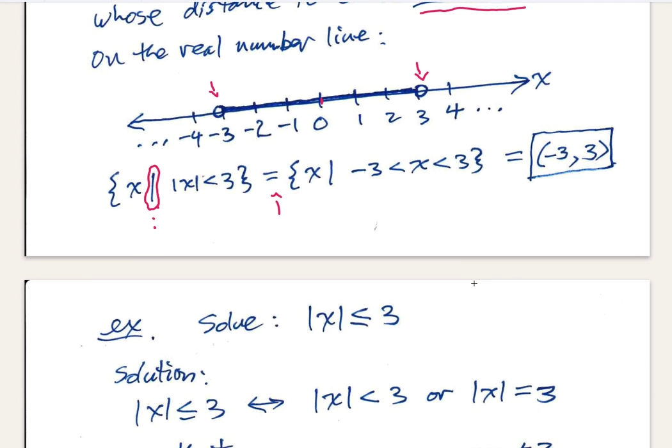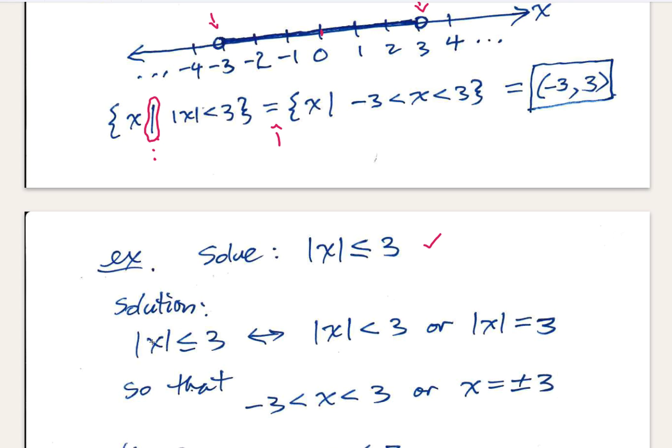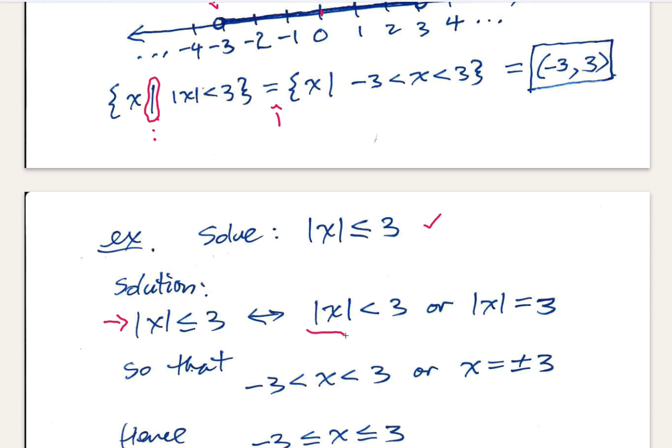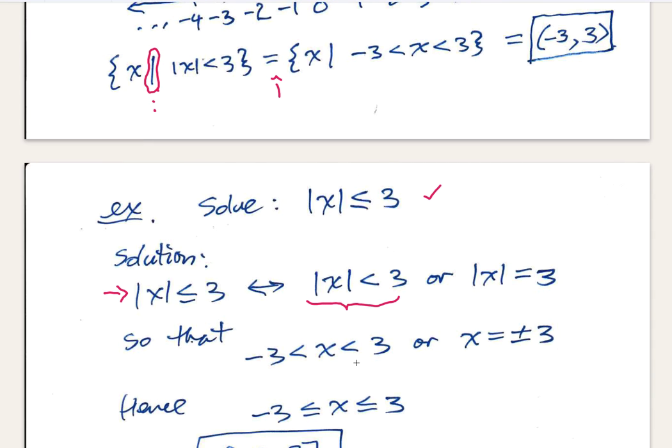Okay, now let's look at a closely related problem. Absolute value of x is less than or equal to 3. For the solution, absolute value of x is less than or equal to 3 if and only if the absolute value of x is less than 3 or the absolute value of x equals 3. That's just slightly wordier than what I simply read off here, isn't it? Now we already know from our previous problem just above that absolute value of x less than 3 is equivalent to saying x is between -3 and 3.